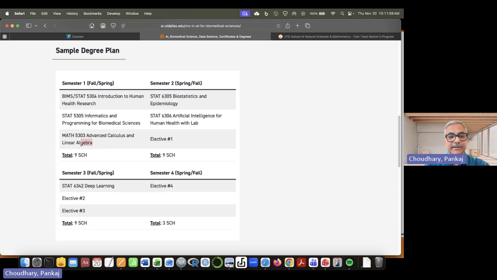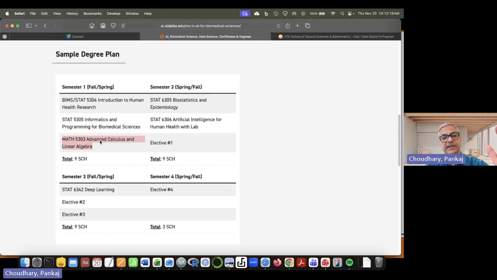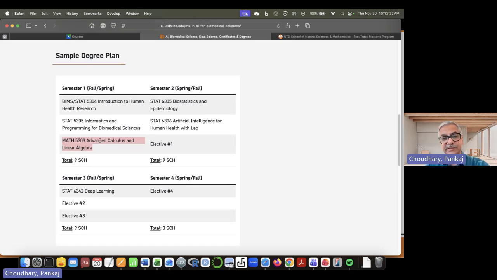And of course, AI and machine learning requires some background in calculus and linear algebra, and then only you will have a better appreciation of how these methods work. So we teach you this course. This is like a bridge course for students who have only one semester of calculus. So remember, we accept students with only one semester of calculus and one semester of statistics. And then we will teach you some more calculus and linear algebra in this particular course. So this is Math 5303, Advanced Calculus and Linear Algebra. So this is semester one, and these are 9 credits of core classes.